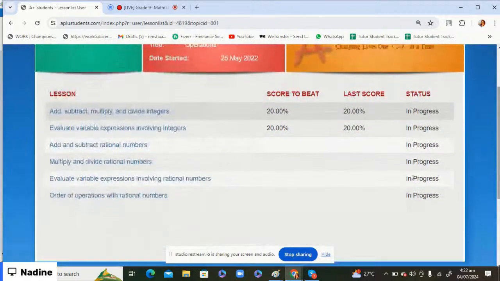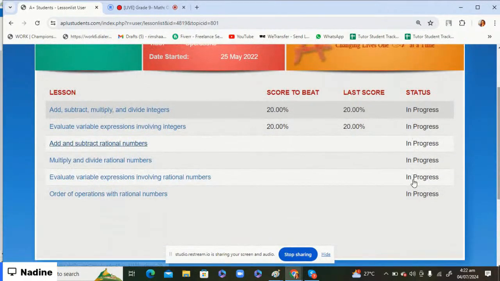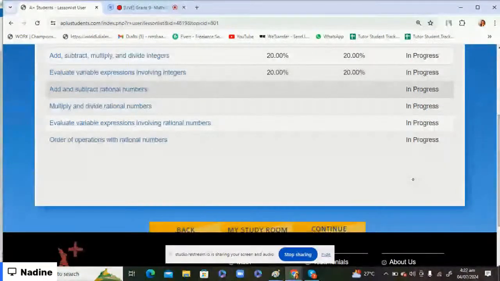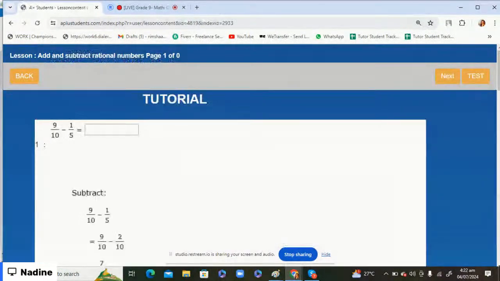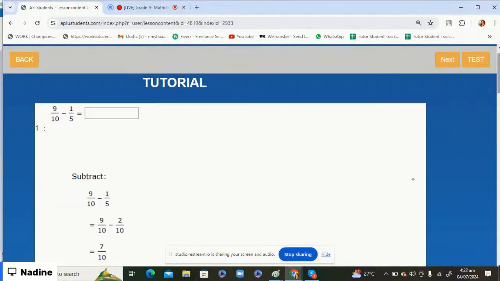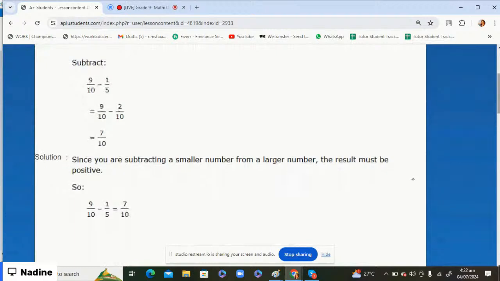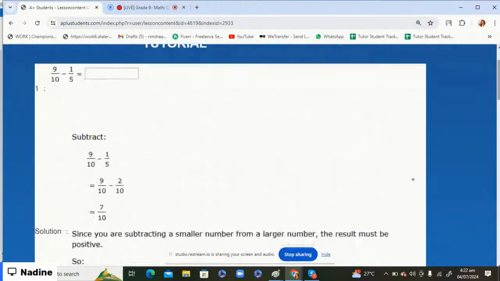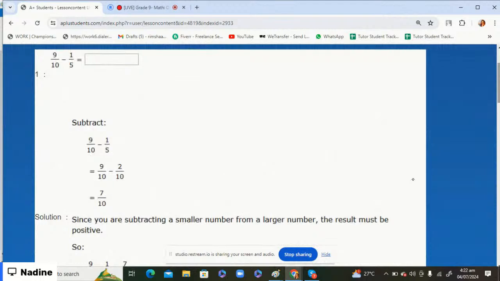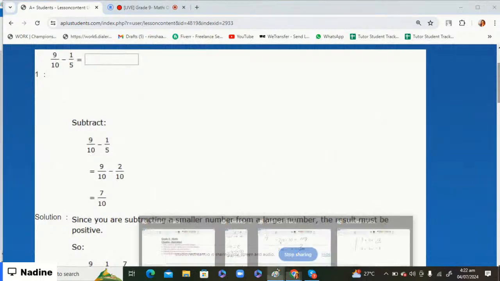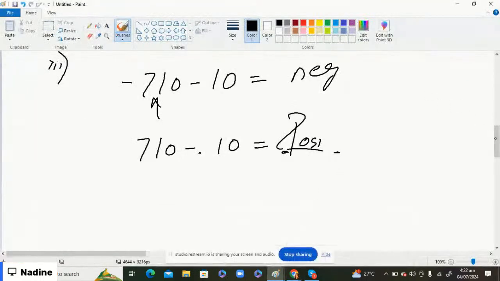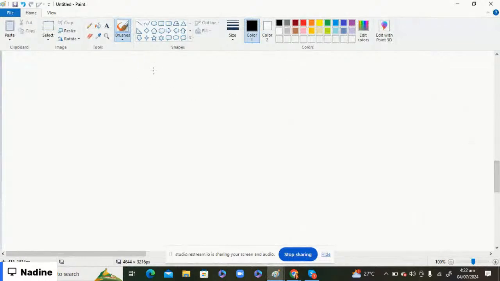Now let's do the third lesson, that is add and subtract rational numbers. So here is a question: 9 by 10 and minus 1 by 5. So you are going to subtract these two rational numbers. The first thing that we do is make their denominators equal. Otherwise, we are unable to solve these kinds of questions. For example, there is 9 over 10 minus 1 over 5.